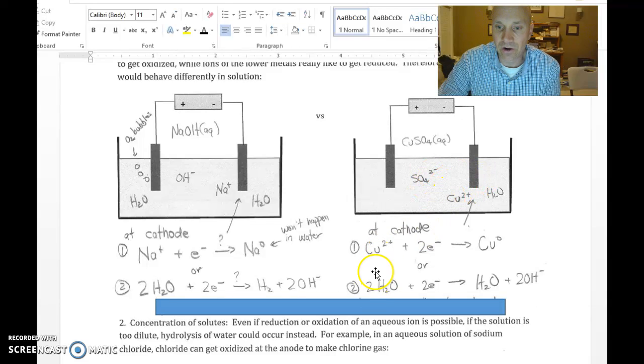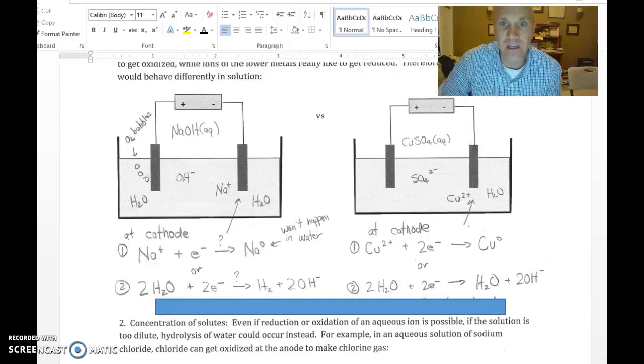All right. So again, our choices at the cathode are going to be between: are the electrons going to react with water molecules to do the traditional water reduction, or are these copper ions going to accept the electrons to become copper metal? And if that happened, the copper metal would form on the surface of this electrode right here.